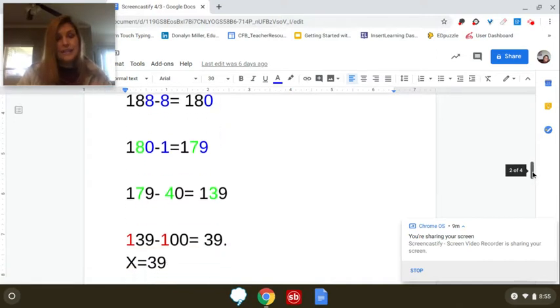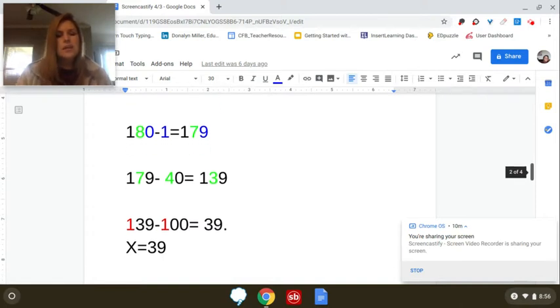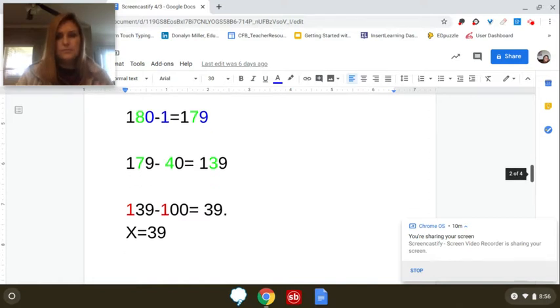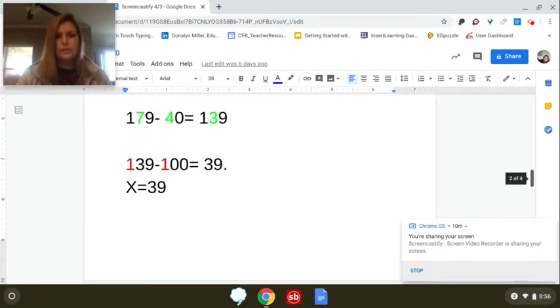So my x equals 39. Notice how I just wrote that: x equals 39. Instead of just boxing in my number of 39, I went ahead and wrote x equals 39. It's just another way to display an answer. It's kind of how mathematicians do it, so we're going to do it that way.